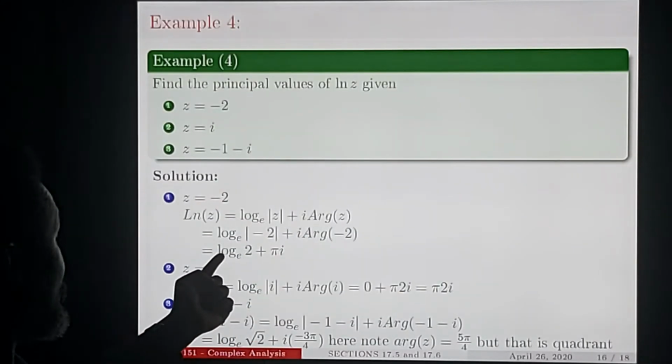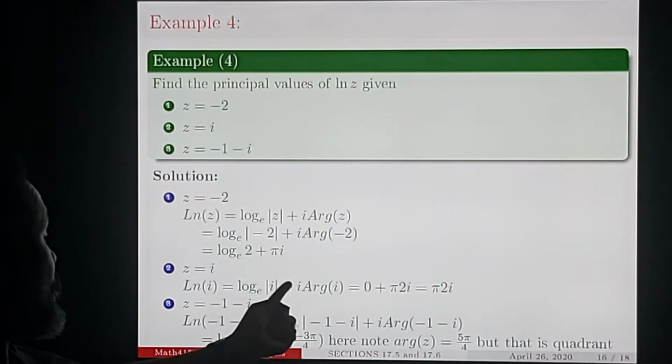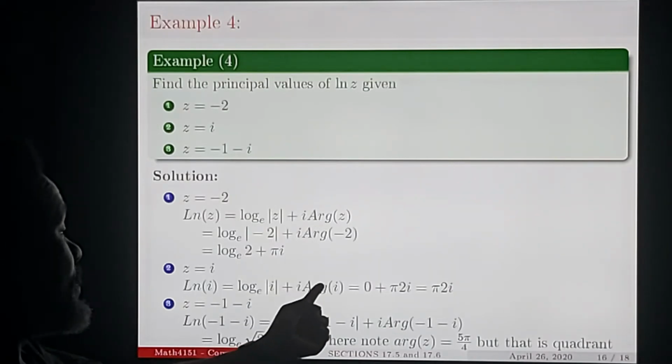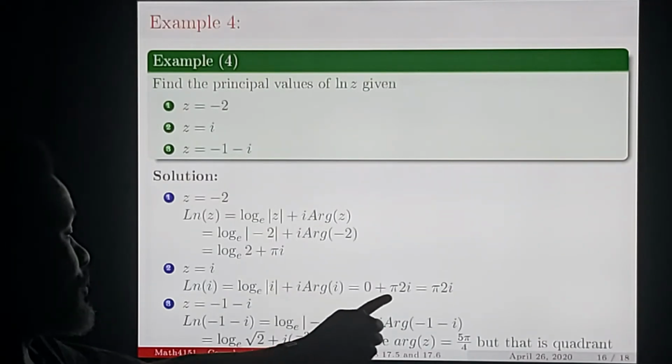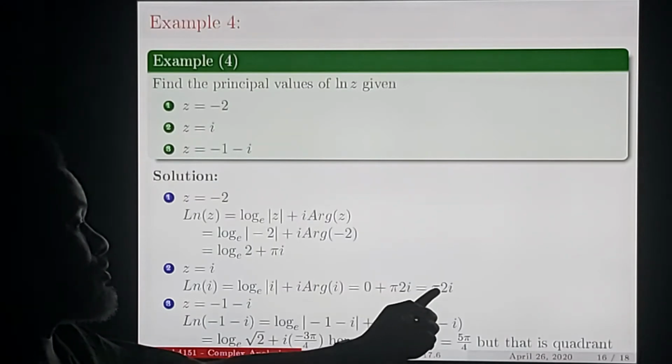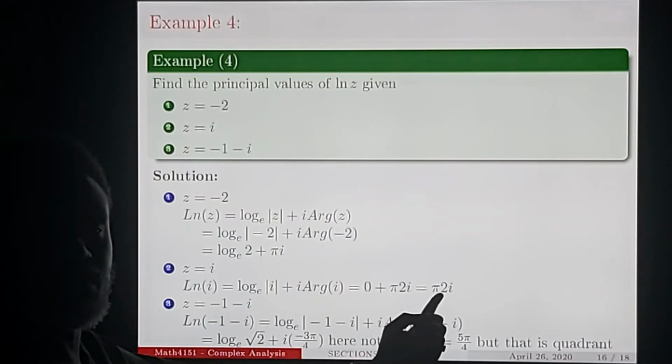This should be, where is it? So this is 0 plus i pi over 2. So this should be pi over 2. I'm sorry, this I will correct, but this is pi over 2.